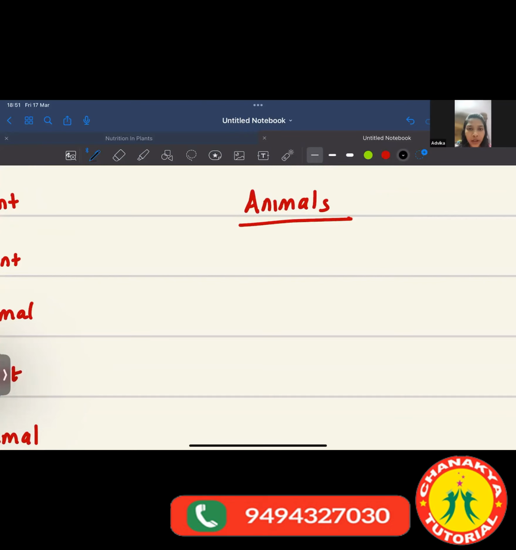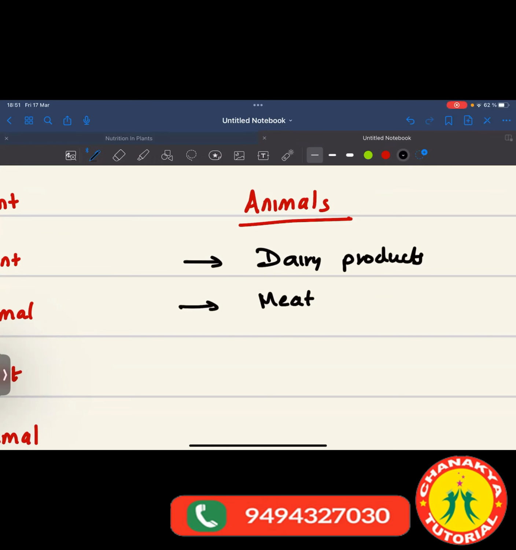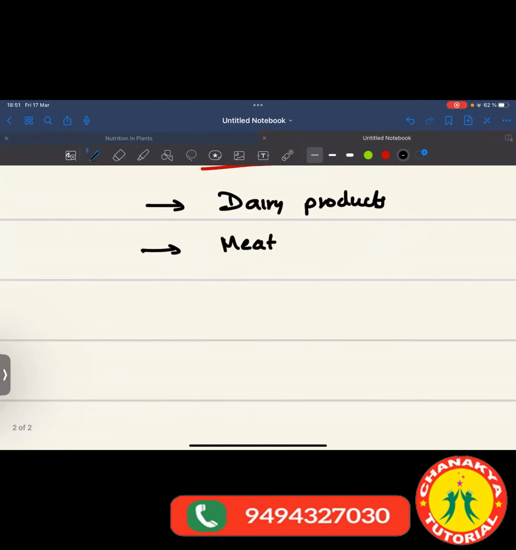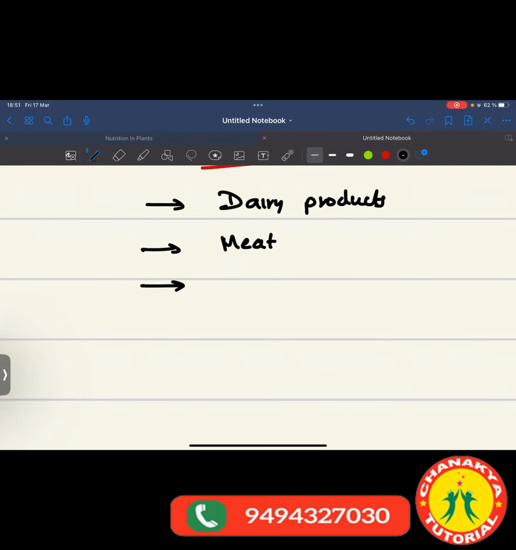Ma'am, like the dairy products that we get from milk. Okay, dairy products. Muttons, that can be said as meat, right? Yes. Then, ma'am, from the animals we get the wool. I'm asking about food only. Sorry, ma'am. We even get egg, right?